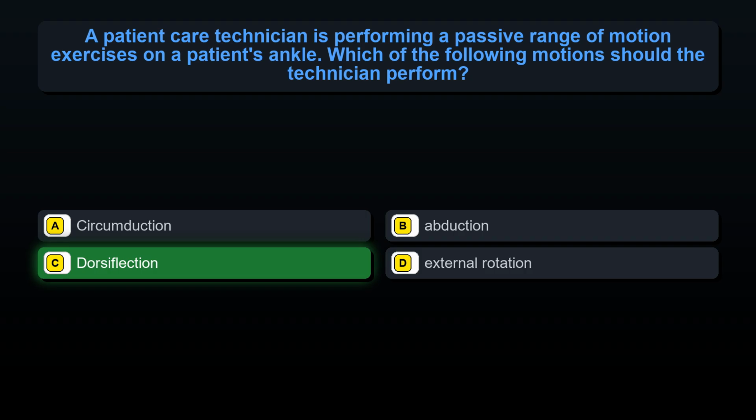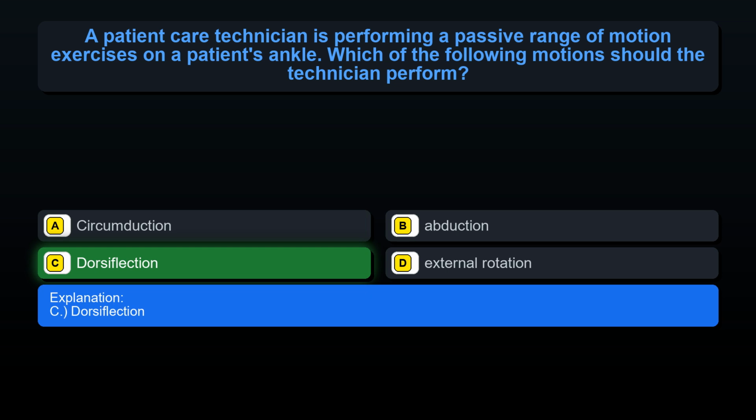The correct answer is option C. Dorsiflexion.